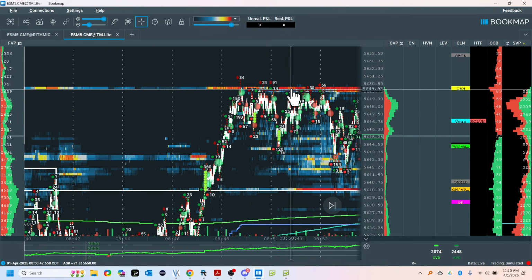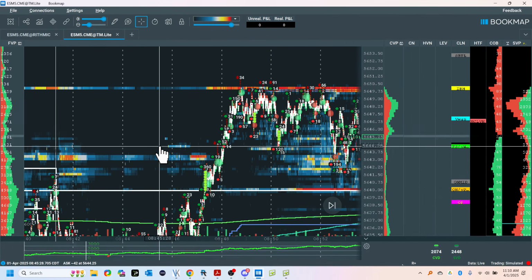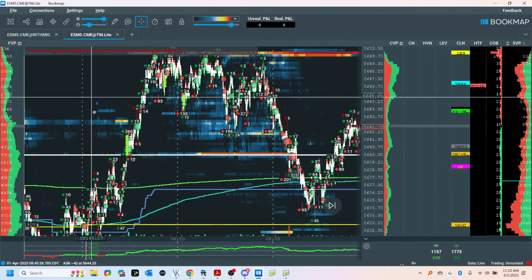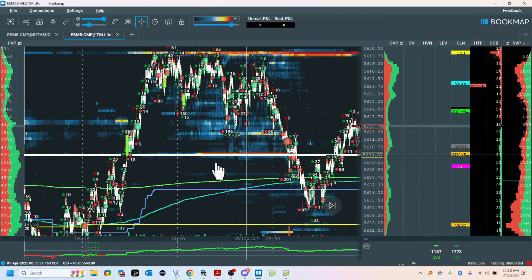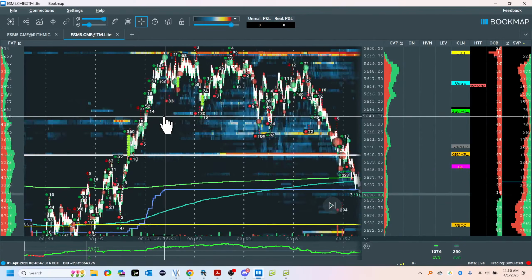So, this suggests the possibility of a counter rotation. After that, no clue. Let's see what happens. Mid, okay, VWAP. Now, I'm going to try to move along. I wanted to isolate this for you.